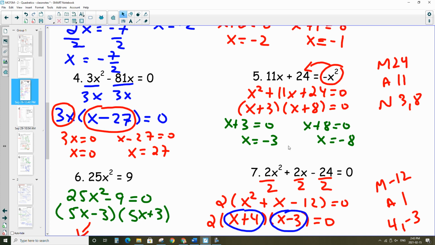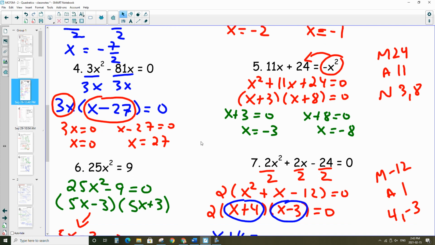And you could test if these are true. You could plug the negative 3 into the original equation. So 11 times negative 3 is negative 33, plus 24. Work out that side and see if that is equal to negative 3 squared times the negative 1 in the front there. And you'll see that they're equal to each other.